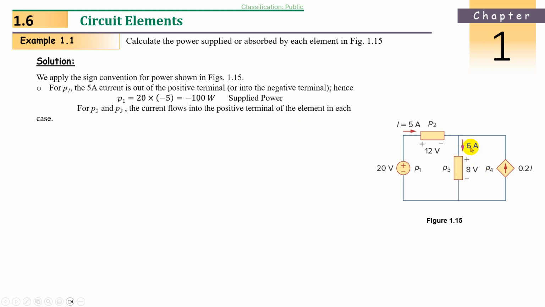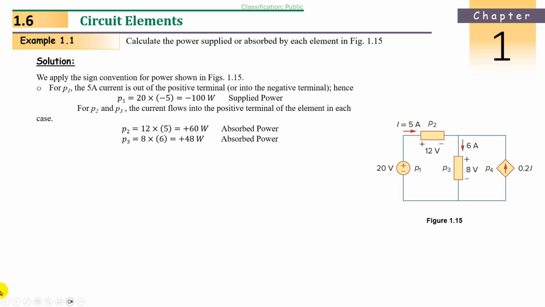So 6 into 8, 48, right? So this is your P2, which is equal to 12 into 5, 60. Plus what? Absorb means it's taking the power, like a resistance. Now P3 is 8 into 6, plus 48, absorb, it also takes the power. Now P2 and P3 are finished.